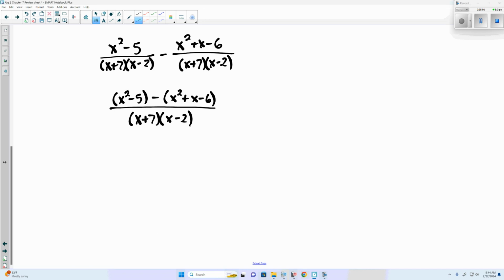Now, the reason I put parentheses around this one here is because the numerator that's being subtracted has 3 terms, because here we have to apply that negative to all 3. The first one stays x squared minus 5. Now we have negative x squared minus x plus 6.